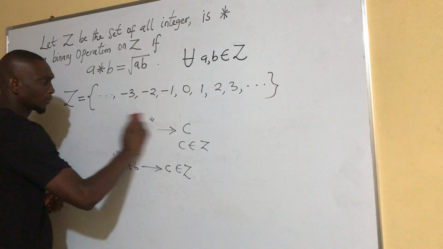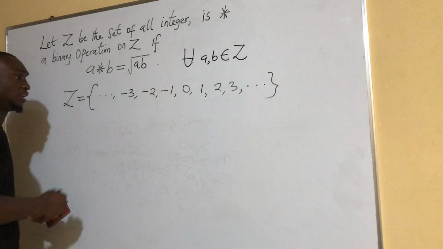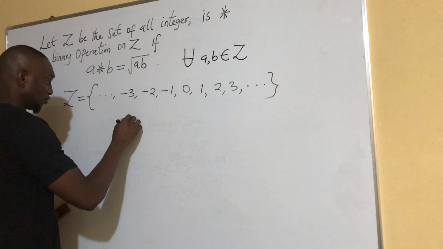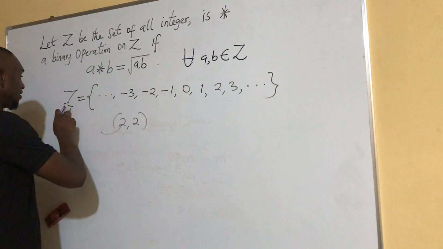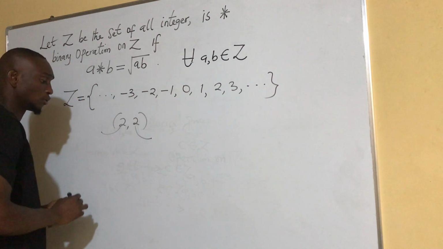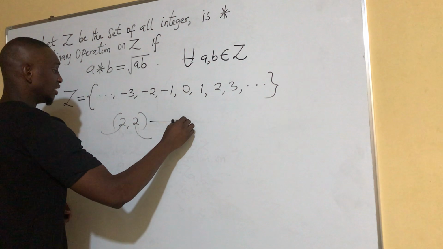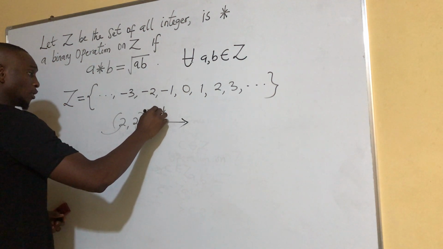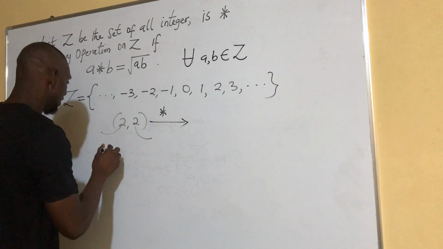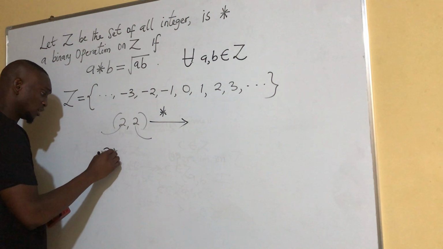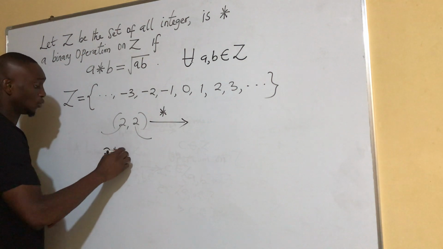Now, let's take a pair of elements in this. Let's call 2 and 2. This is a pair. This first element belongs to Z, and the second element also belongs to Z. Now let's see, whenever this particular operation comes in between them, the resultant of the effect. Whenever this operation is interposed between 2 and 2, what happens?